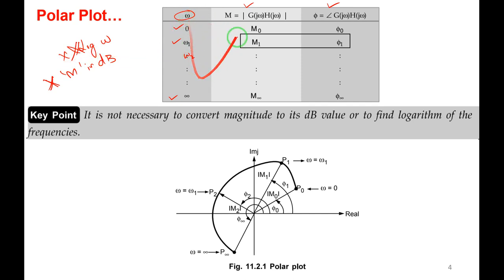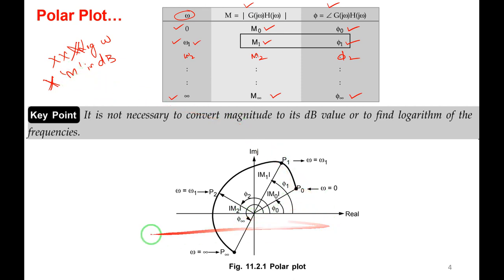Okay, we will vary omega. We'll calculate for omega equal to 0, that is, frequency at 0 hertz, the magnitude and phase. Let me assume that for omega equal to 0, the magnitude is M naught and the phase is phi naught. In general, for omega equal to omega 1, the magnitude is M1 and the phase is phi 1. Similarly for omega 2, the magnitude is M2 and the phase is phi 2. Similarly for omega equal to infinity, the magnitude is M of infinity and the phase is phi of infinity. And once again I'm stressing, we will not take the logarithmic values of frequency, and the magnitude need not be in decibels. Please keep this in mind.